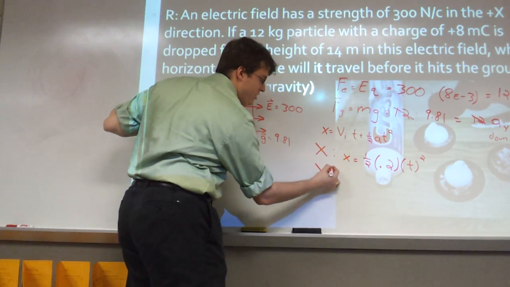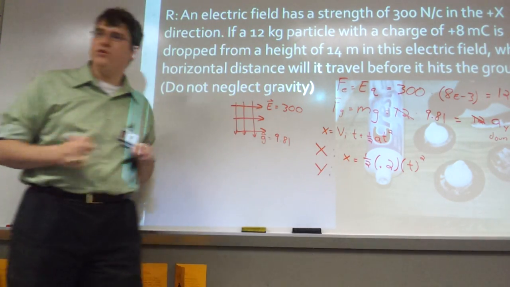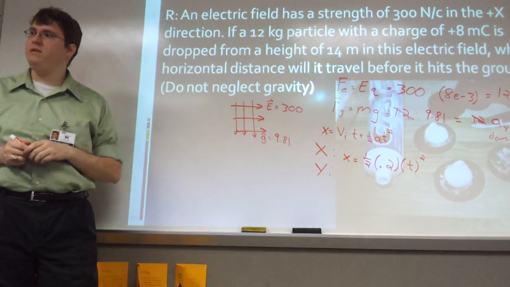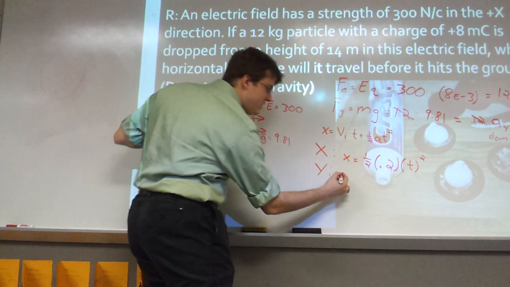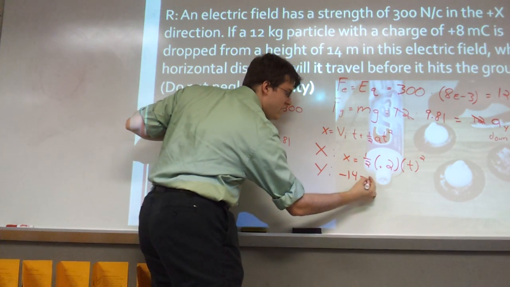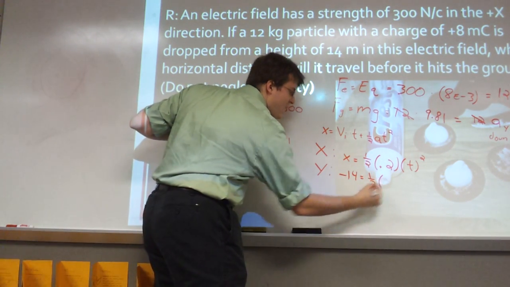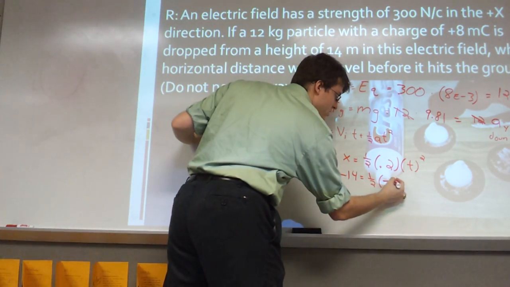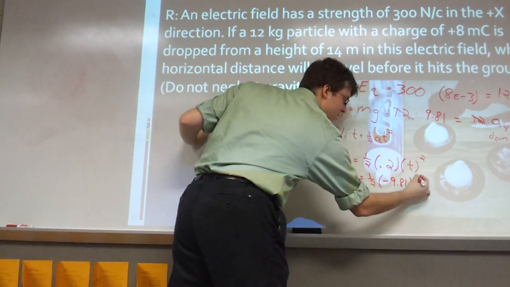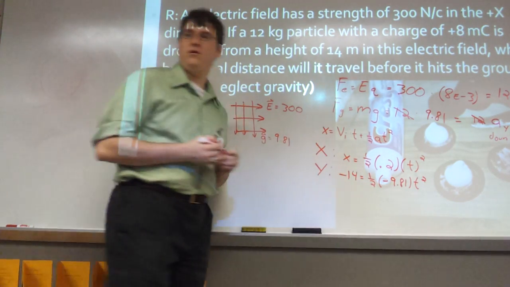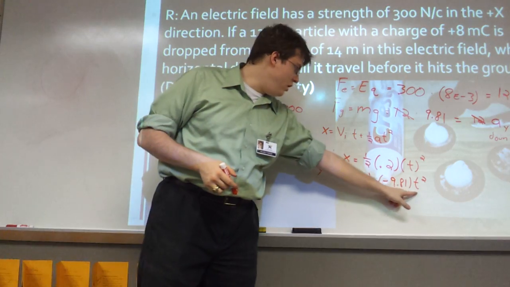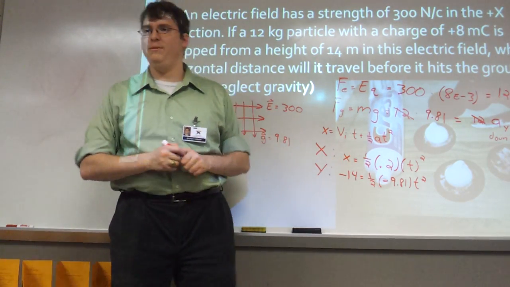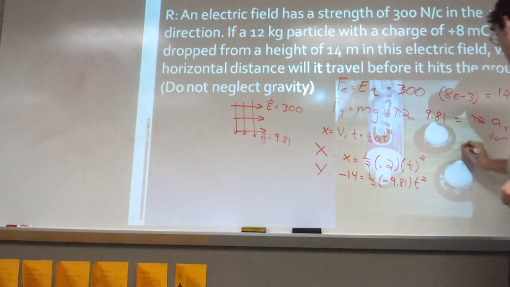Try the y direction. What is the distance that we travel in the y direction? 14 meters, but we drop 14 meters, right? So negative 14 equals 1/2 a, acceleration is going to be negative 9.81 because it's downwards, times t squared. Okay? So, solve the y direction for time, plug it into the x direction to get distance. Let me know what you get for time, let me know what you get for distance.